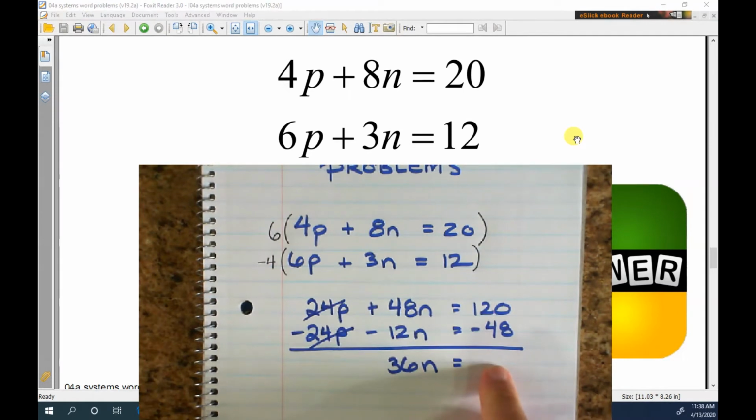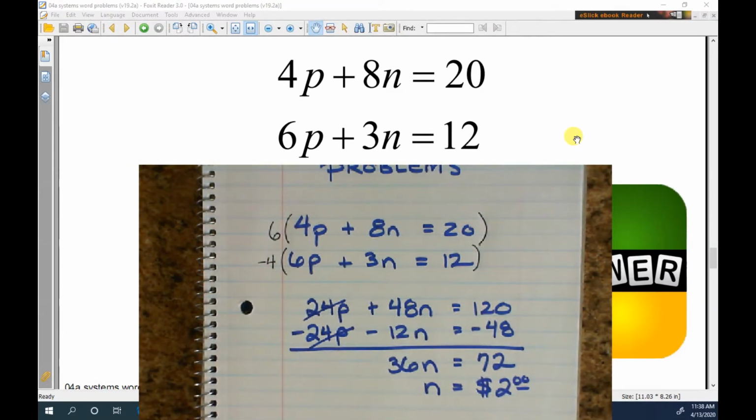120 minus 48 is, what's that, 72? So n equals $2. That's the price of the notebooks, but we still have to get the price of the pencils.